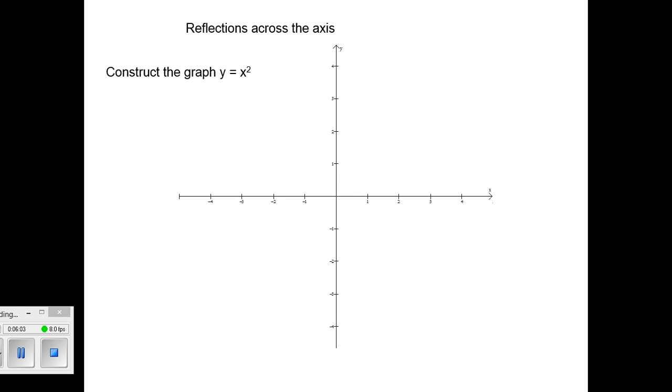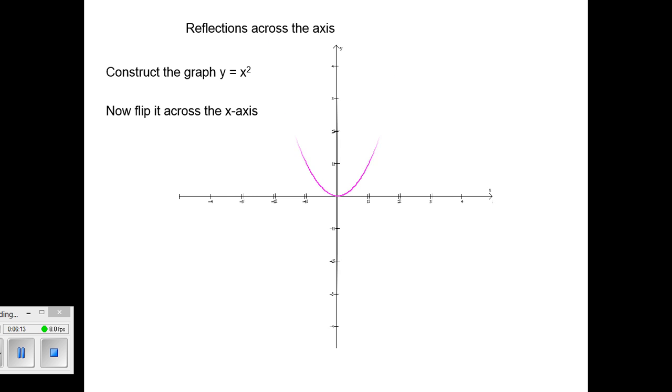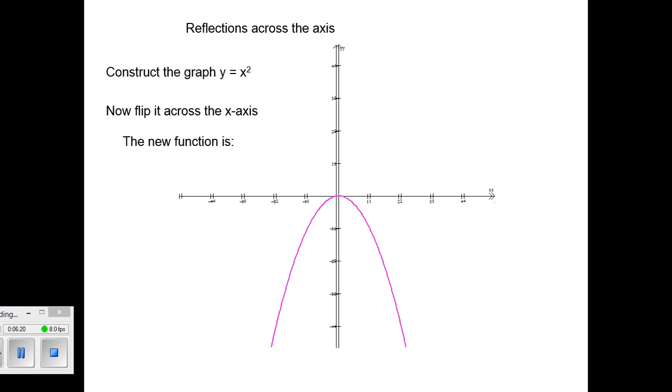Now we look at reflections. Okay, all right, so if I say to you, let's flip this across the x-axis, then it would look like it would open downward, it would be concave down, but we ask what would be its equation. Well, its equation is going to be the opposite of x squared.